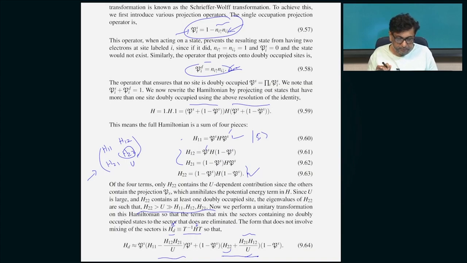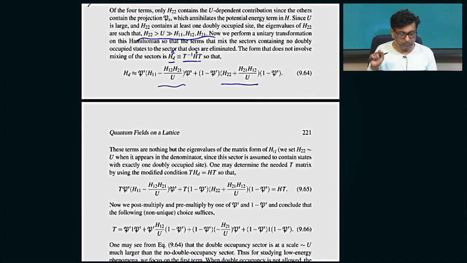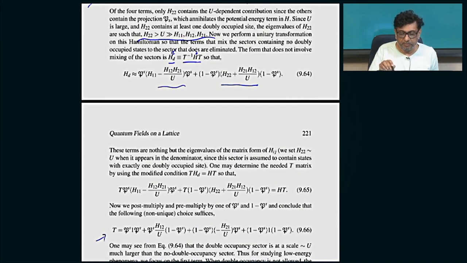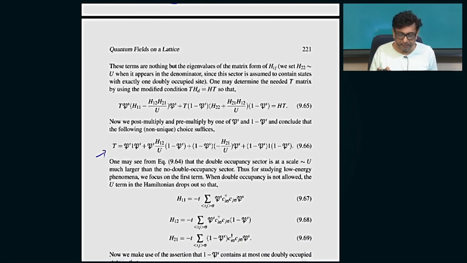Now, this seems rather ad hoc. The more systematic way of doing this is to say that look, I am going to first postulate that there is a unitary operator called T of this sort. Then if I use this T, I can basically weed out all the double occupancy terms. Okay, so I will end up with a term which is exceedingly small. This one is anyway of the order of U. The next correction will be of the order of 1 by U. So, I will end up making an expansion in powers of 1 by U.